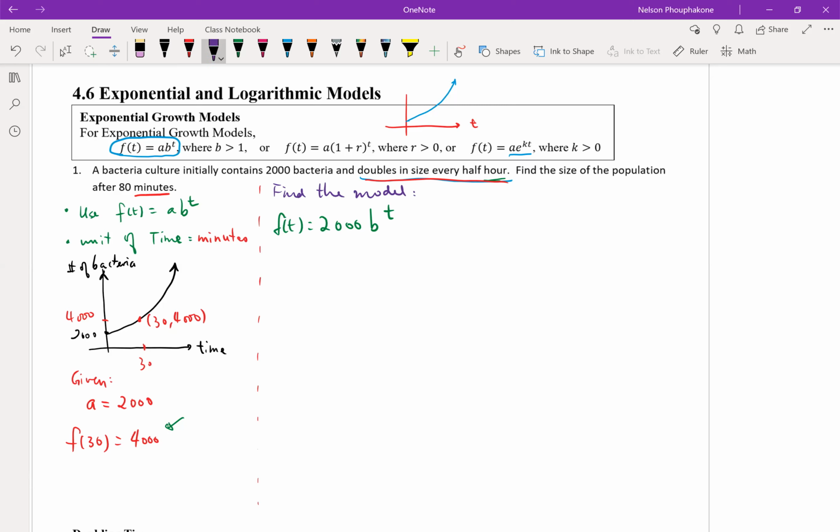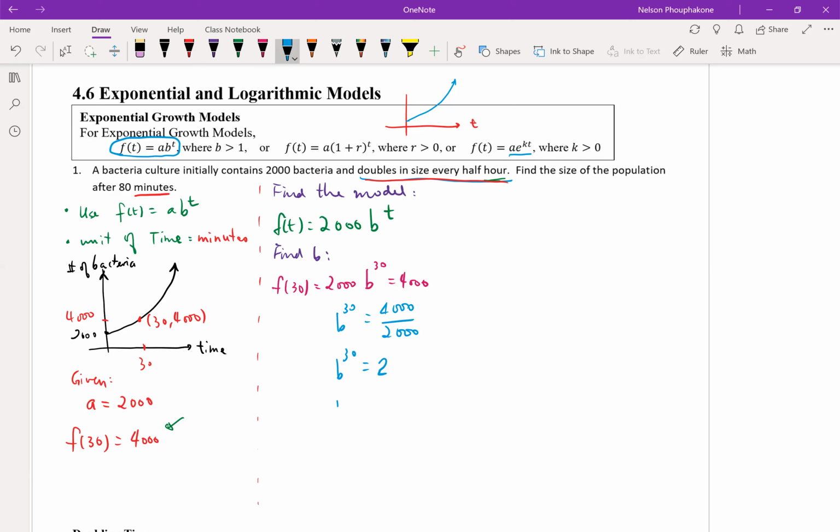How to find b? I'm sorry. So if I want to find b, then in this case I could have f of 30 is 2000 b to the power of 30 equal to 4000, right? So we have this. And then now, of course, we could have b to the power of 30 is 4000 divided by 2000, okay? Then now we could have this is equal to 1/2. Oh, actually, my bad, it is 2, right?